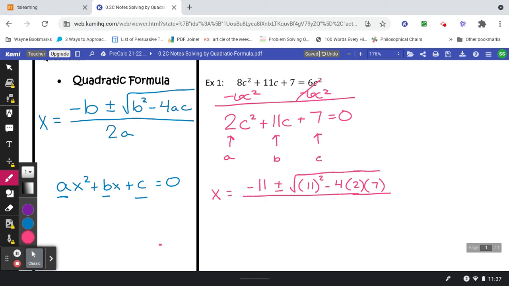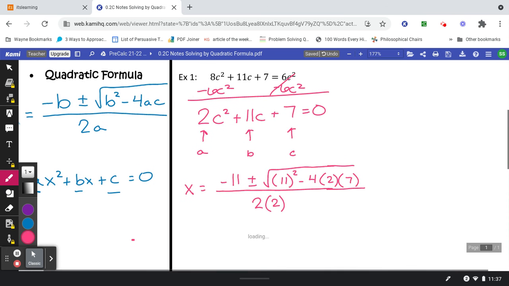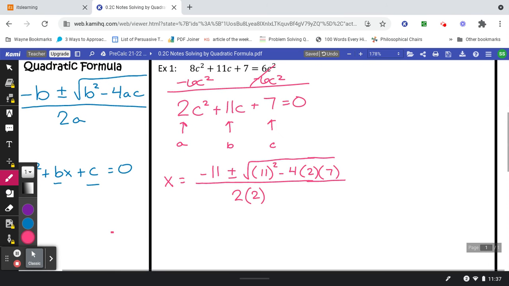4 times A times C. So the 4 is always there. And then in the denominator, I've got 2 times A. A is 2. And then we just simplify.